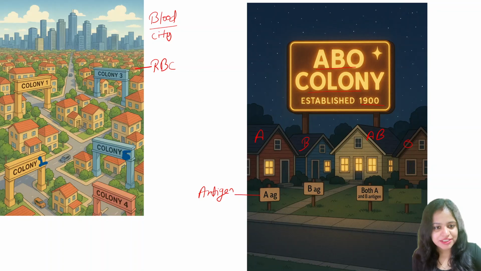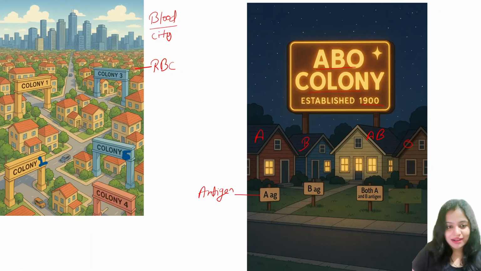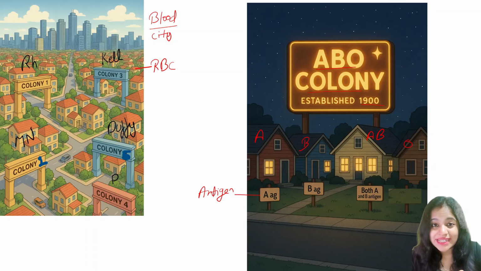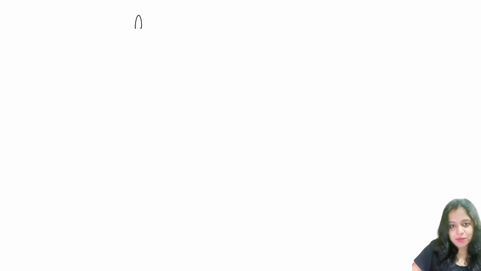Now, let's see this picture. You can see various colonies. That is, we have not just the ABO blood group system, we have various other blood group systems also. So, the various blood group systems which are present in our city, in our blood, are the RH blood group system, your Kell blood group system, MN blood group system, Duffy blood group system, and P blood group system. Okay, but among all of them, the clinically relevant ones are your ABO and the RH blood group system. Okay, let's start with the ABO blood group.